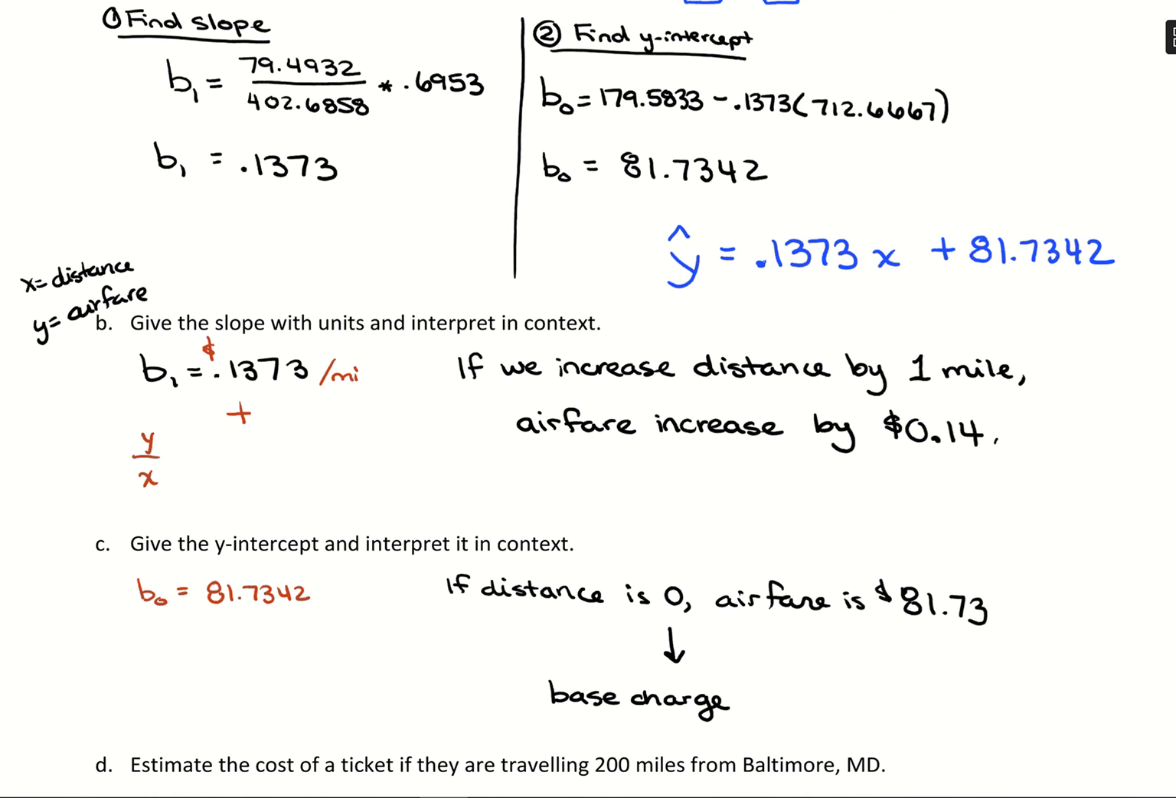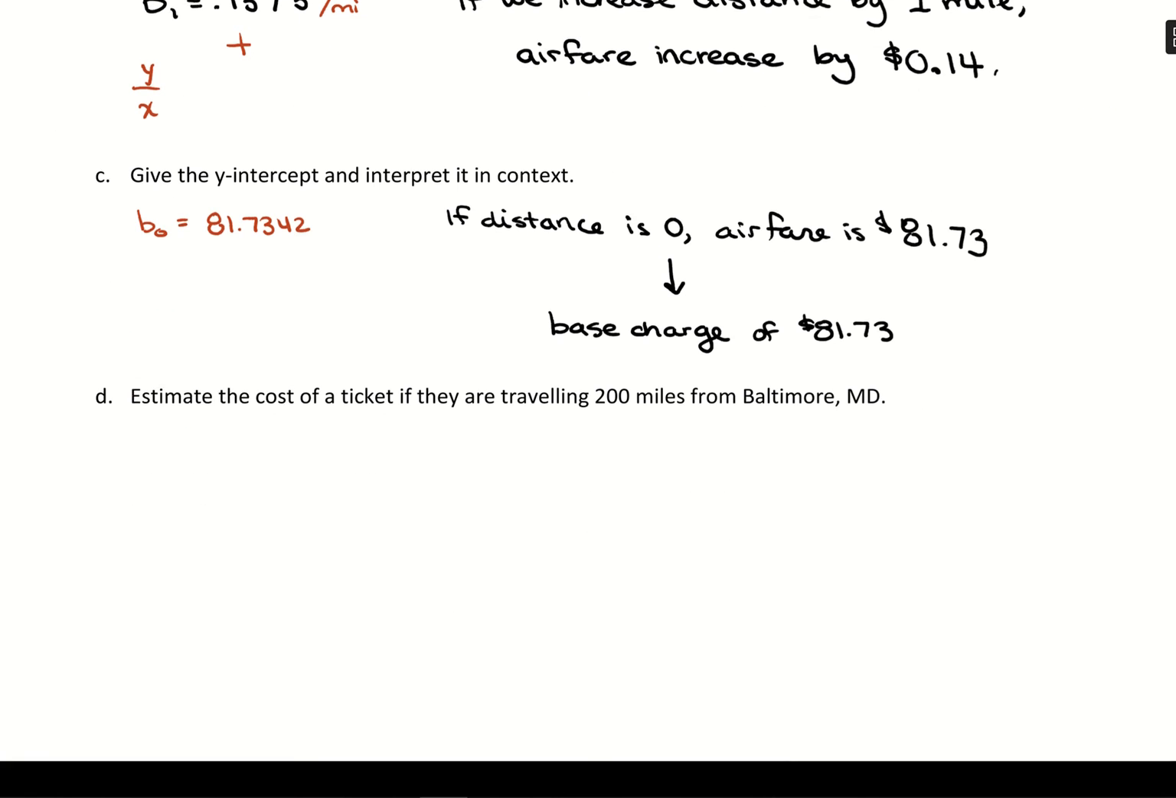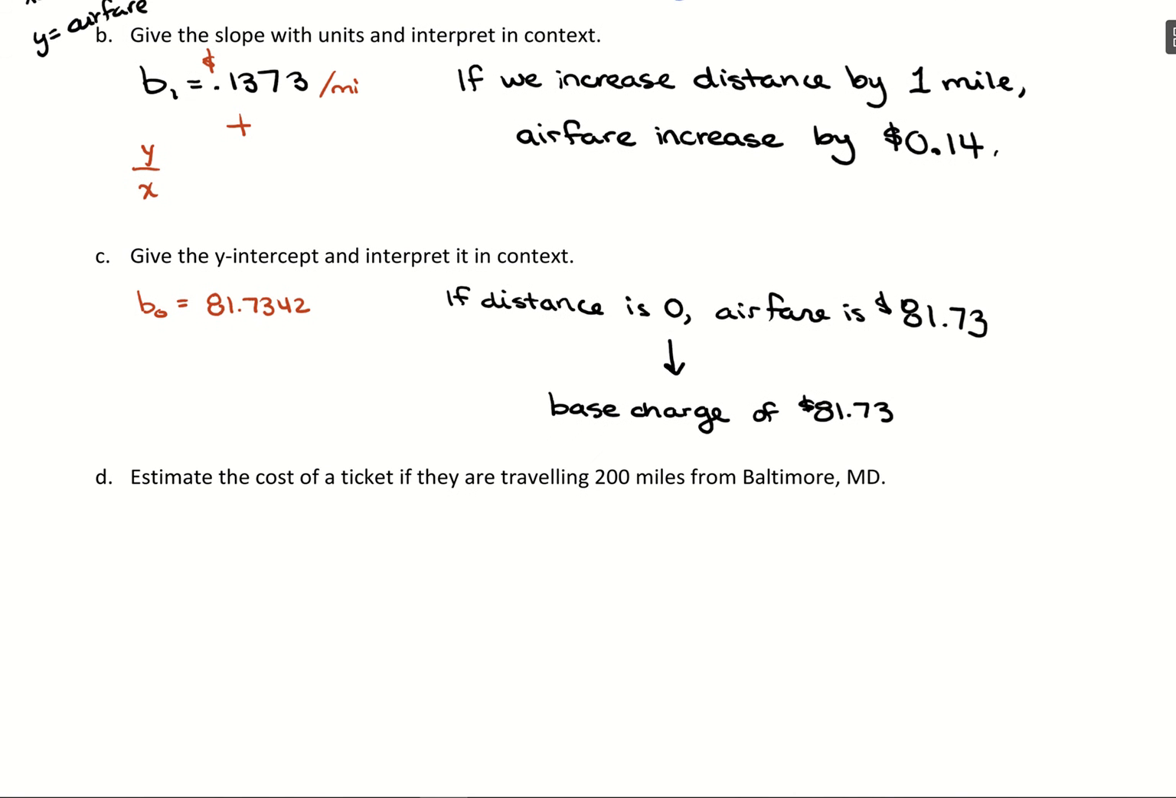But again, sometimes these won't make sense at all. Like sometimes this comes out to be a negative number that just doesn't interpret well in a sentence. But this could be seen as base charge of $81.73. All right, and then our last question here is to make an estimation. So what we can do is estimate the cost of a ticket if they're traveling 200 miles from Baltimore. So what we can look at here is we want to estimate airfare.